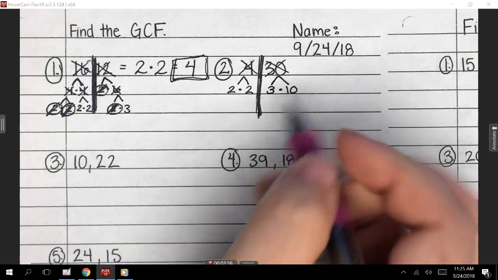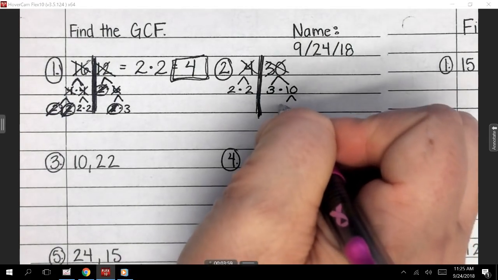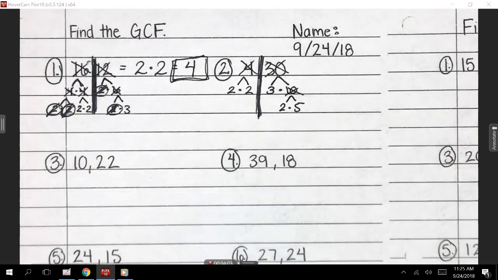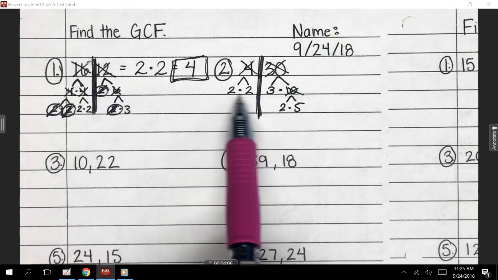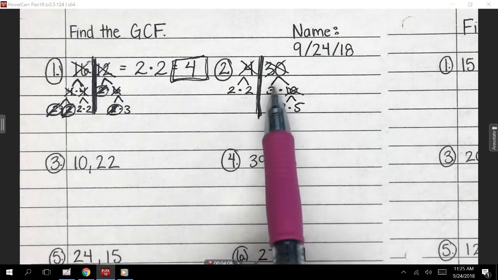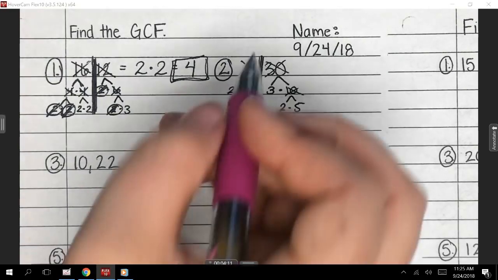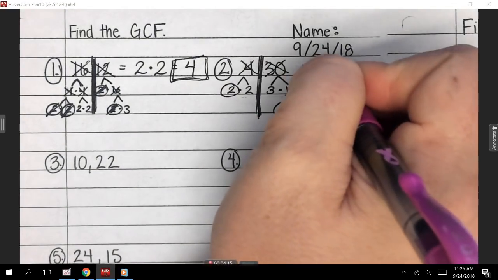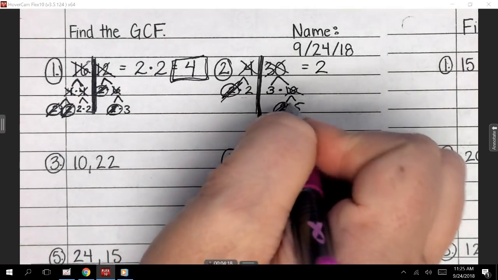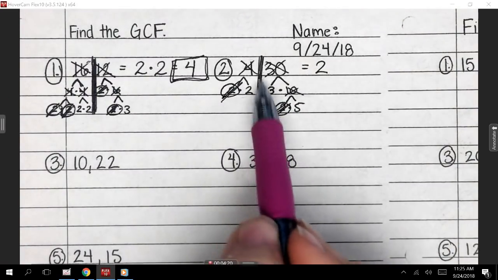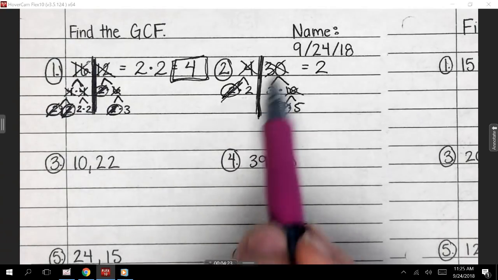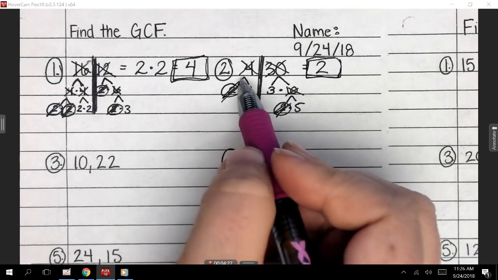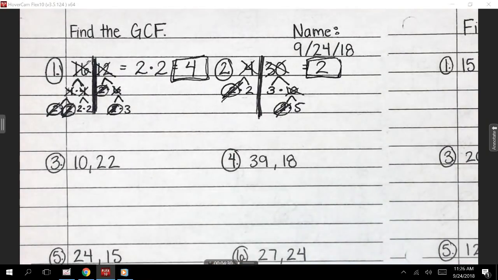Okay, so 3 will not split any further, but I can split my 10 into 2 times 5. So now I've split 10. So all that's left down here, I have 2's under 4. I have 3, 2, and 5 under 30. I'm looking for what they have in common. It looks like I have a 2 on both sides, so I'm going to put equals 2. All right, and then I'm just going to double check if they have anything else in common. This side only has a 2. There's no 2's left over here, so 2 is my final answer. The biggest number that will go into 4 and into 30 is 2.